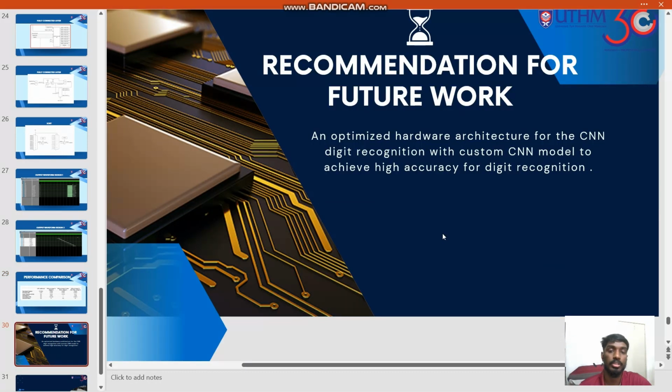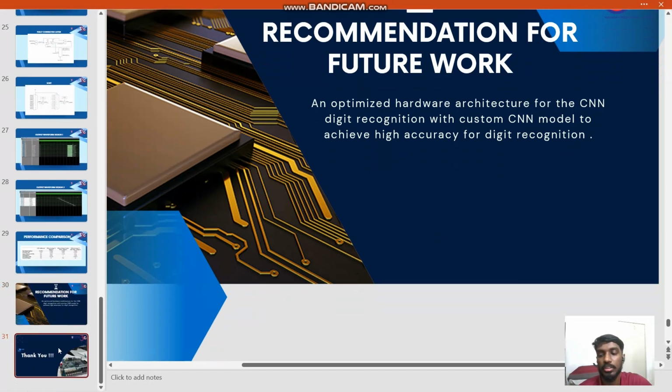The recommendation for future work: an optimized hardware architecture for CNN digit recognition with a custom model to achieve higher accuracy for digit recognition. That's all from me. Thank you.